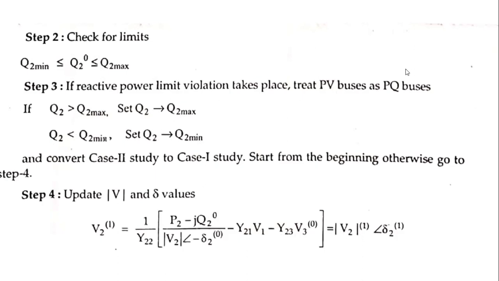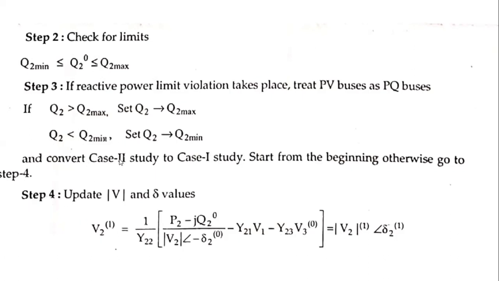In that case, the PV bus is taken as a PQ bus, and we convert the case 2 study to a case 1 study. What is the case 2 study? PV bus is present. What is the case 1 study? PV bus is absent. If this condition is satisfied, the case 2 study is converted to the case 1 study, and we start from the beginning. Otherwise, go to step 4.